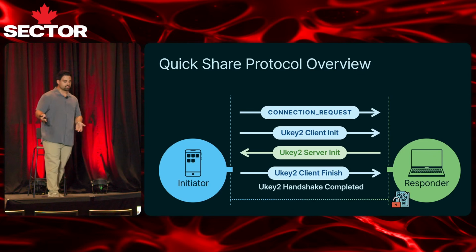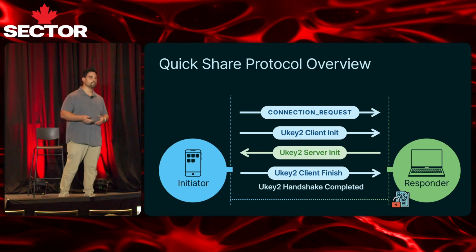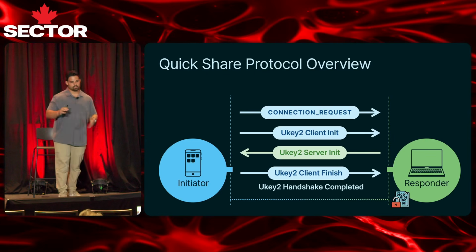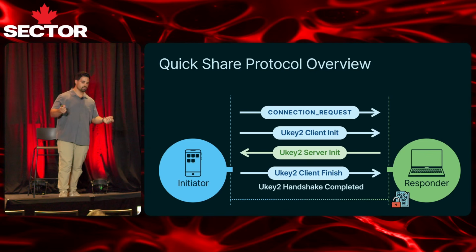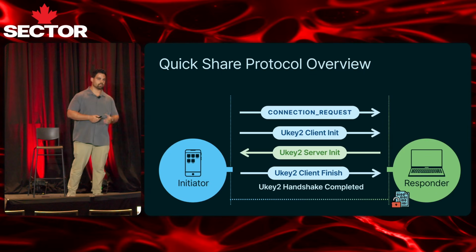The initiator finishes the handshake with the UKey2 client init finish packet. And at this point, the encryption handshake is done, ensuring that both devices have exchanged keys, and all subsequent packets from now on are encrypted in the communication.